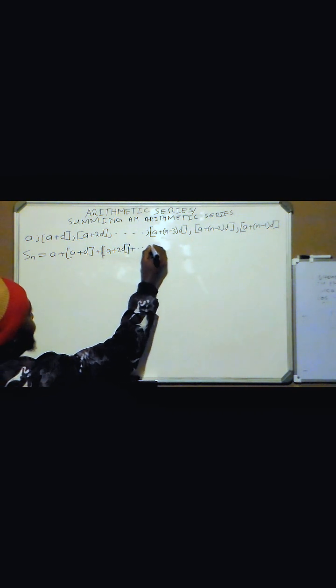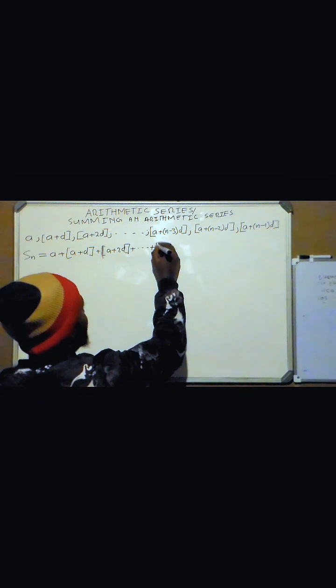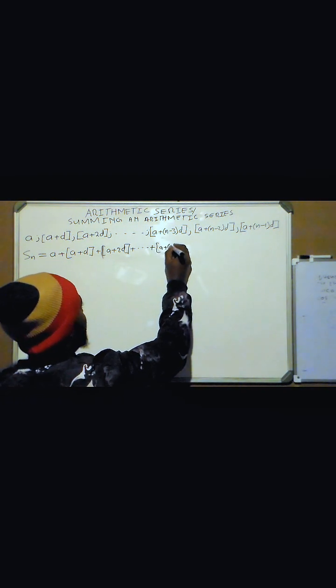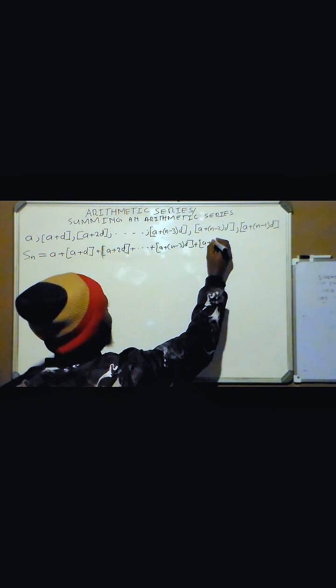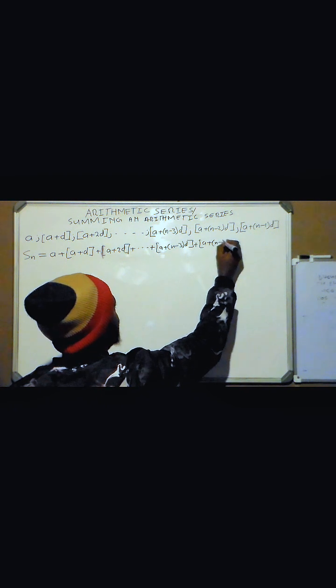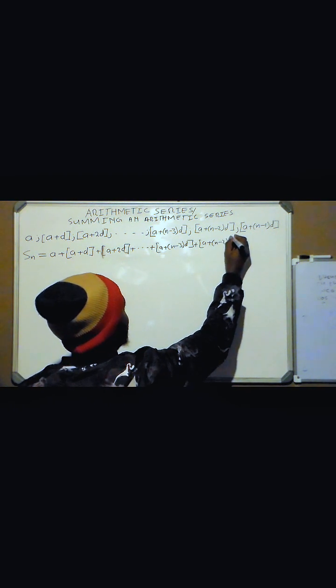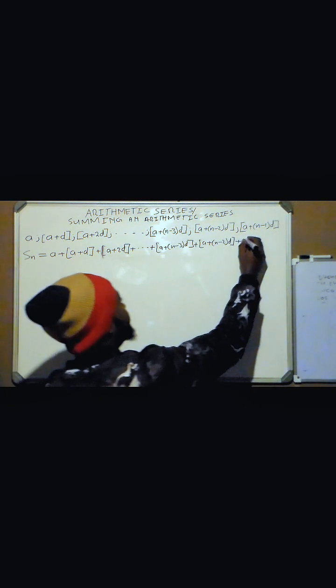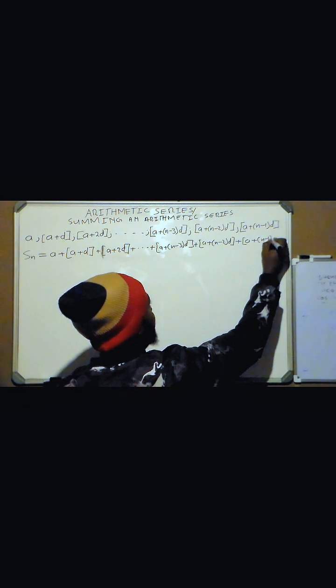We add this up all the way to the last 3 terms. So this would be a plus n minus 3 multiplied by d plus a plus n minus 2 multiplied by d plus the last term a plus n minus 1 multiplied by d.